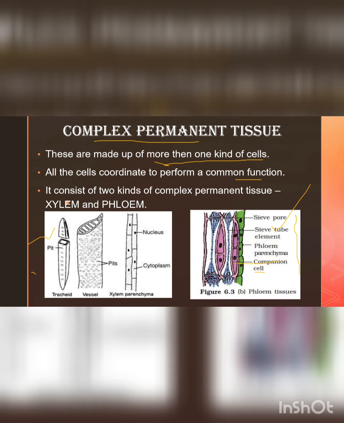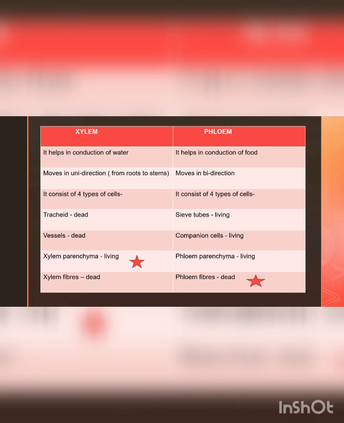Next, in the left diagram, the xylem again consists of four parts. The first picture shows the tracheids. Then there are vessels, which help in easy transportation of water, and then xylem parenchyma. All the cells of xylem as well as phloem coordinate together and perform a particular function. What is that function? All the xylem cells help in transportation of water, and all the phloem cells help in transportation of food. Understood?